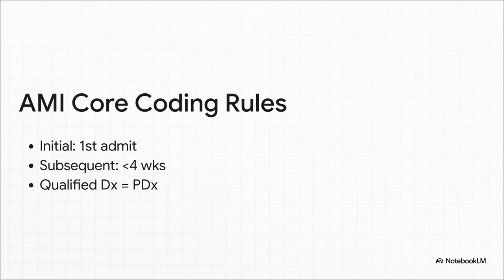If a patient is admitted for an MI, it's considered initial. But if they're readmitted within a 4-week window with a new site of MI, it's coded as a subsequent MI. Also, remember the inpatient rule for qualified diagnosis. If a patient presents with severe chest pain and the physician documents rule out myocardial infarction and treats the patient as if they actually have an MI, it is coded as the principal diagnosis for that inpatient stay right alongside the associated symptoms. That rule-out guideline is an absolutely crucial distinction.